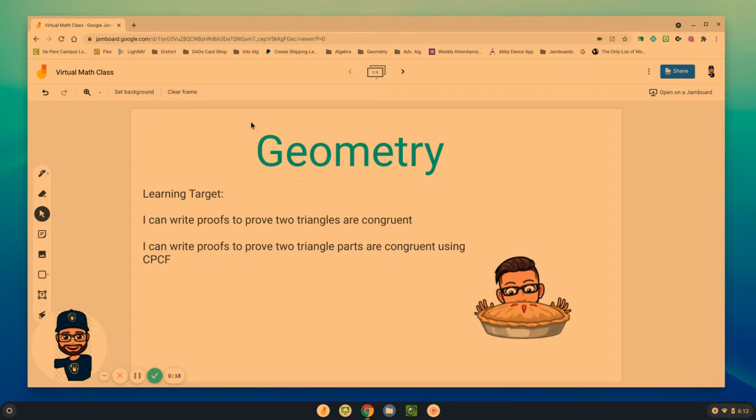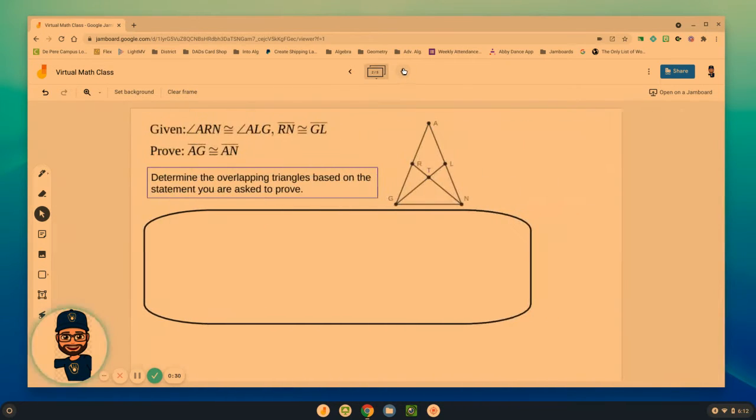Friday, after the quiz, you were asked to begin looking at an introduction to lesson 7-4 on overlapping triangles, and that's where we're going to begin today with our proofs using these overlapping triangles. So the proof, given that angle ARN is congruent to ALG, and that segment RN is congruent to segment GL, we need to prove that segment AG is congruent to segment AN.